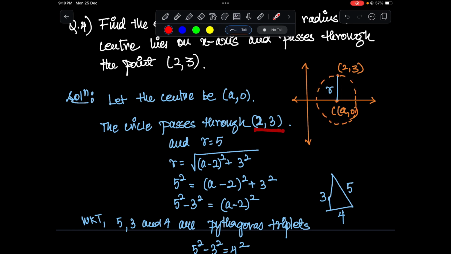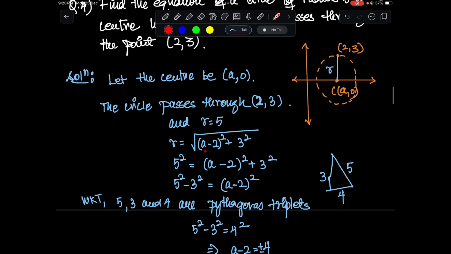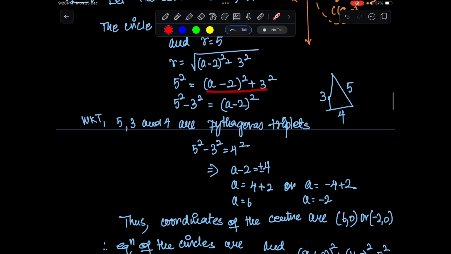Now this is a point that lies on the circle, and I know the center, so this distance is the radius. So now I will be applying the distance formula. It is (a minus 2) whole square, and then the next is (0 minus 3) whole square, which is nothing but again 3 square. This square I am taking to the other side, and you will get r square. R square is 5 square, and then you solve it over here.